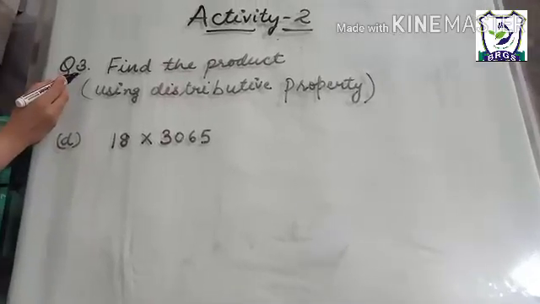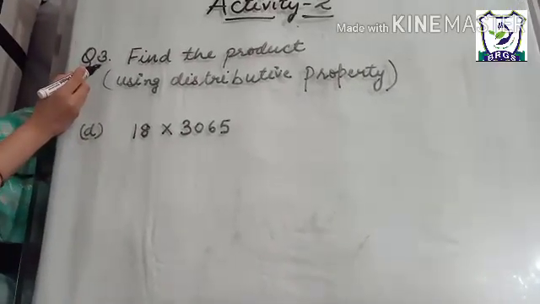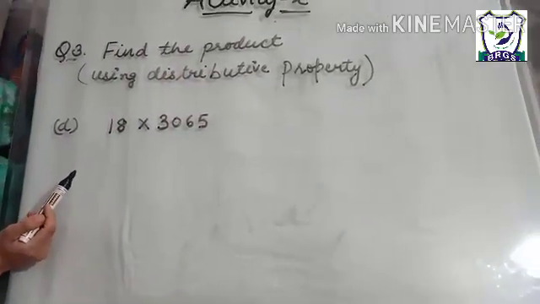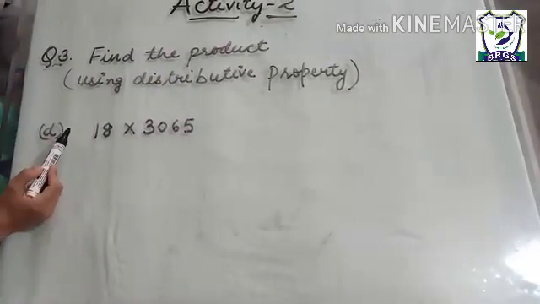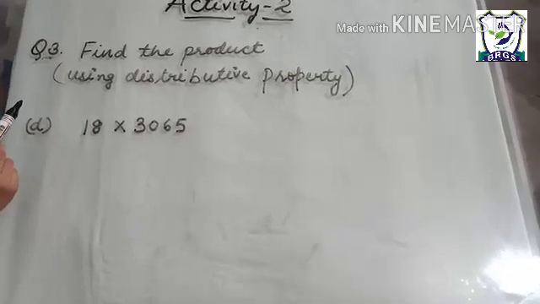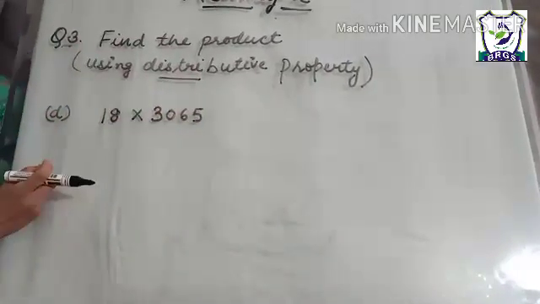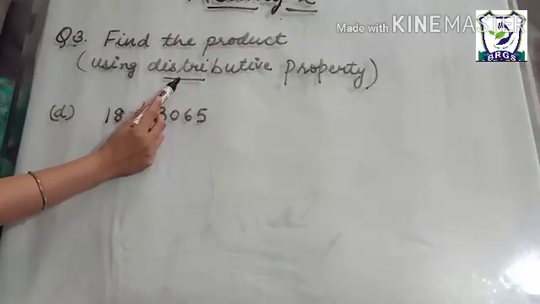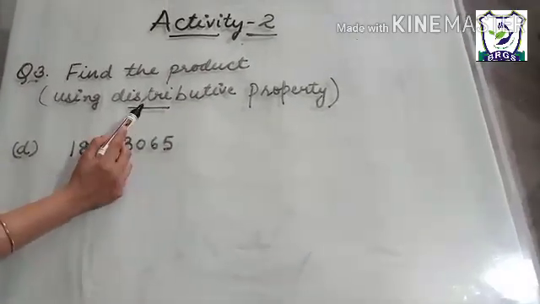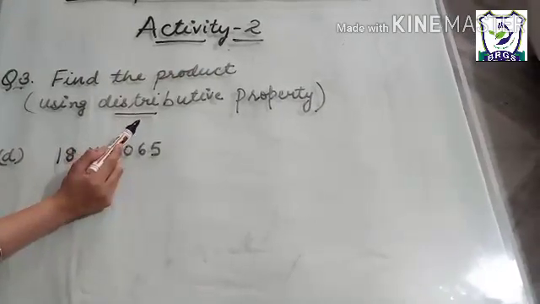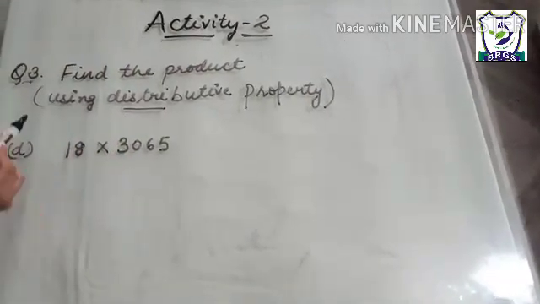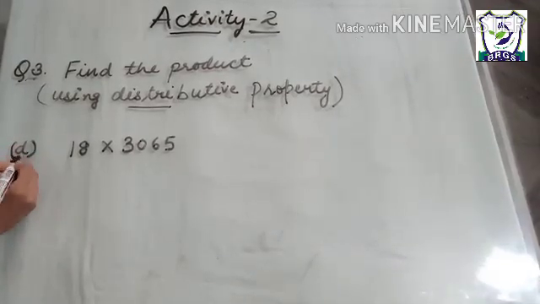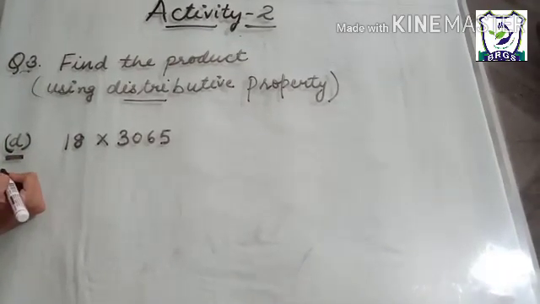Question number 3 of the activity 2. According to this question, students, you have to find the product. Okay students, but here you have to use your fifth property of multiplication. Your fifth property of multiplication was the distributive property. Students, we have discussed the distributive property, that to make the multiplication easier and simpler, we always use the distributive method to solve a problem. Okay students, so this is the question which is totally based on this property, and I'm just doing one example for you on how to attempt this question.